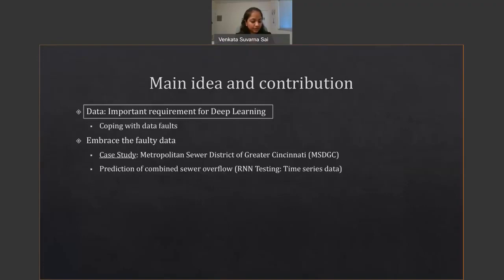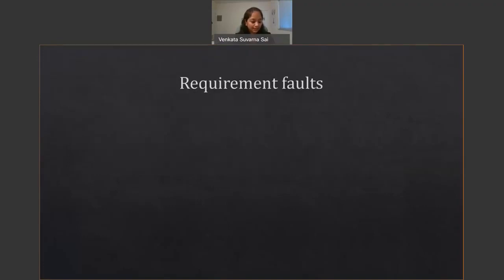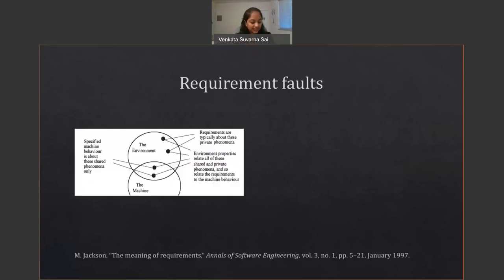We elaborate on the notion of data being an important requirement by looking at the requirement faults and Jackson's foundational work on the environment and machine. According to Jackson, requirements are located in the environment and they do not directly concern the machine. They concern the environment in which the effects of the machine will be observed once it's deployed.